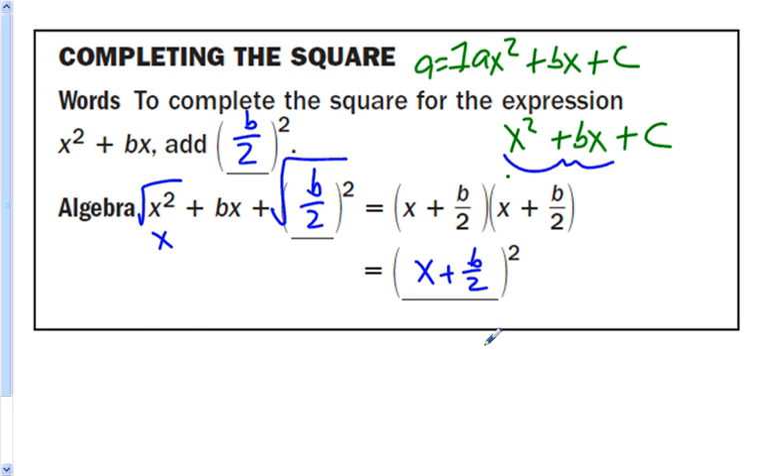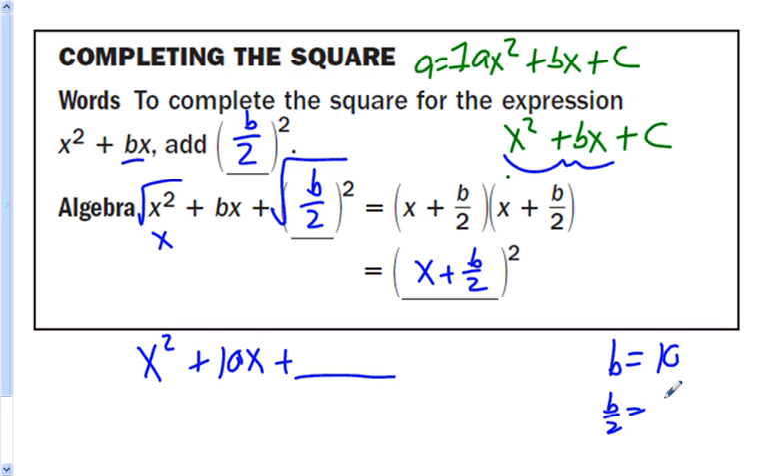So let's look at an example of this really quick. Let's say I have x squared plus 10x, and I want to add a number on the end that will make this a perfect square trinomial. So to do that, our little formula up here says take the b value, which is always the number in front of the x. So my b value is 10, so b equals 10. And take that b value and divide it by 2. So I'm going to take my 10, I divide it by 2, I get 5. And then it says take that number, this b divided by 2, and square it.